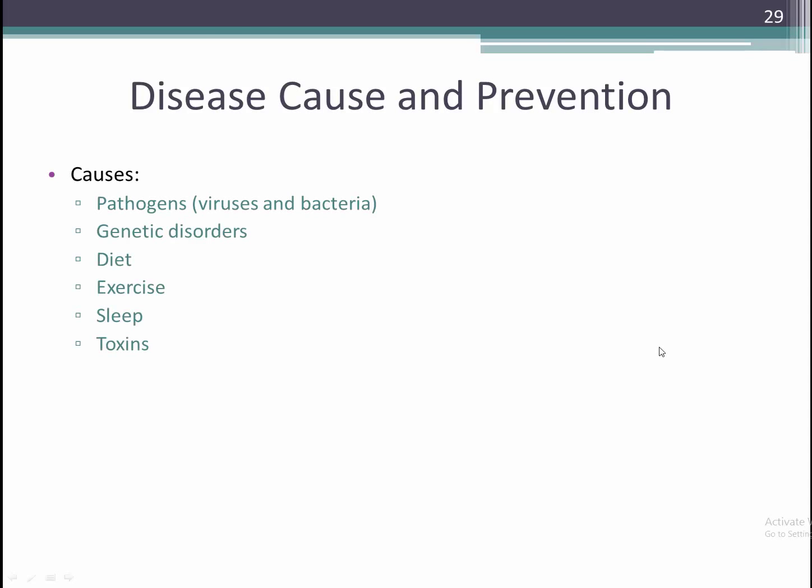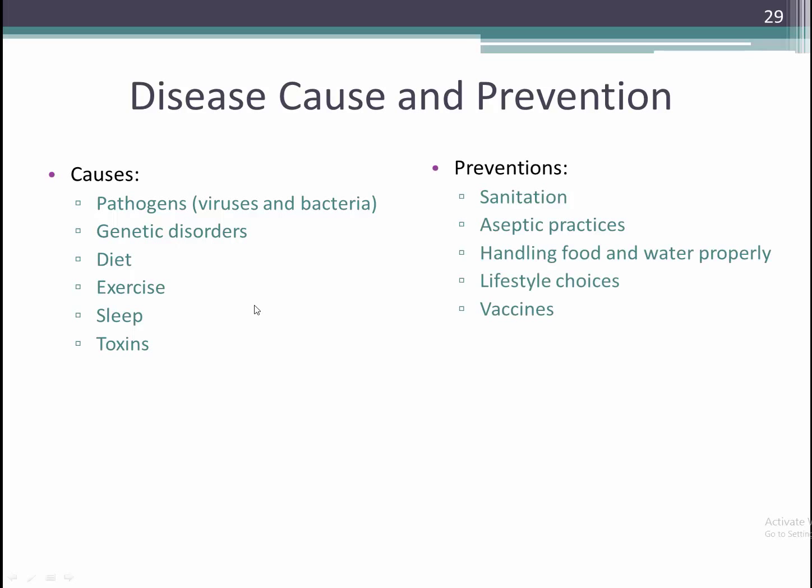Disease cause and prevention. Causes, we can have pathogens, whether they're virus or bacteria. Genetic disorders, we can have diets, exercise, sleep, and then toxins. And usually it's too many, or lack of a good diet, and genetic disorders we talked about in one of those units.